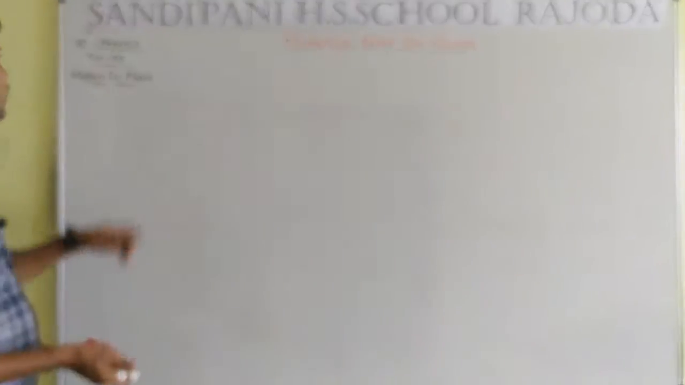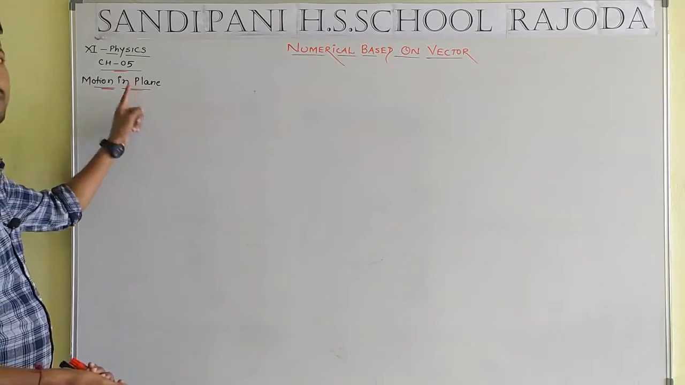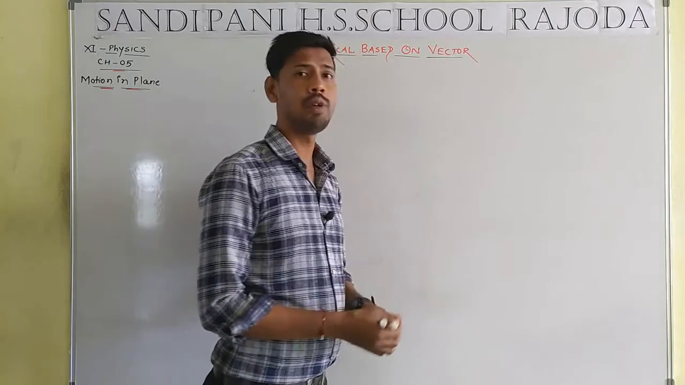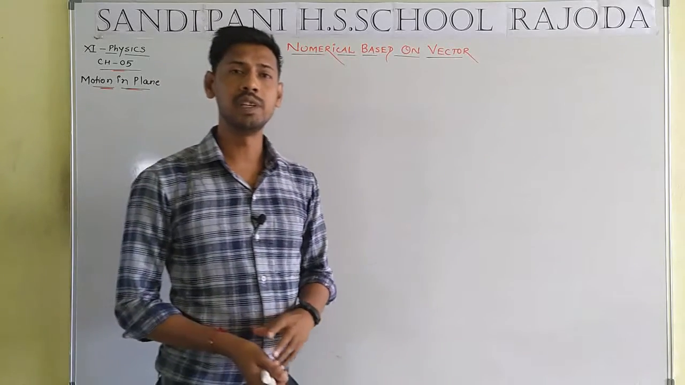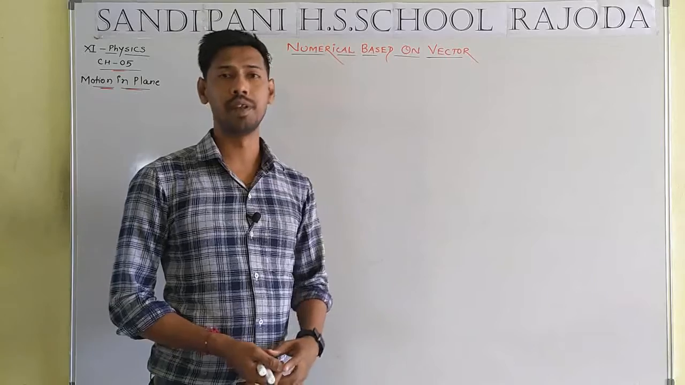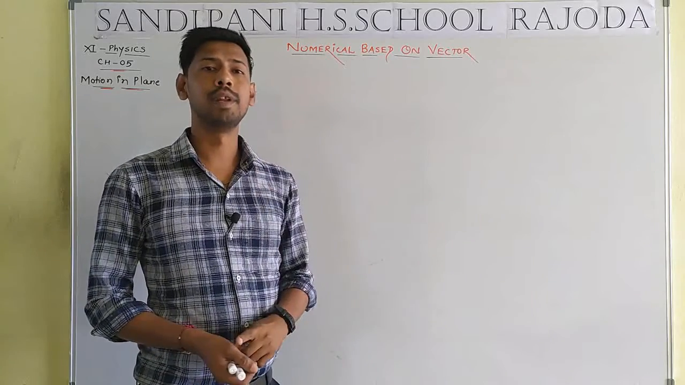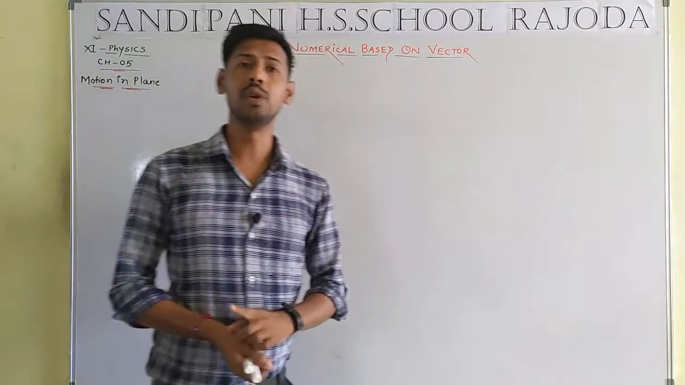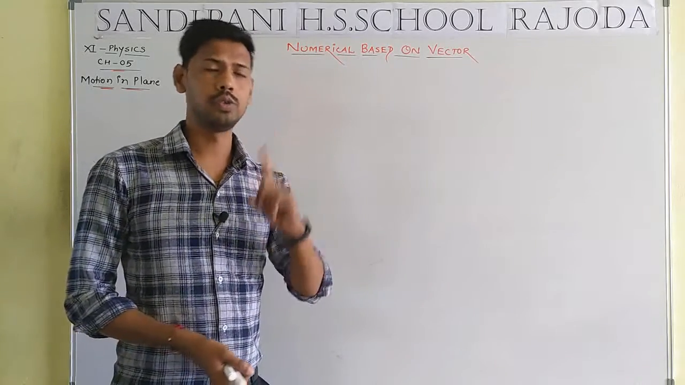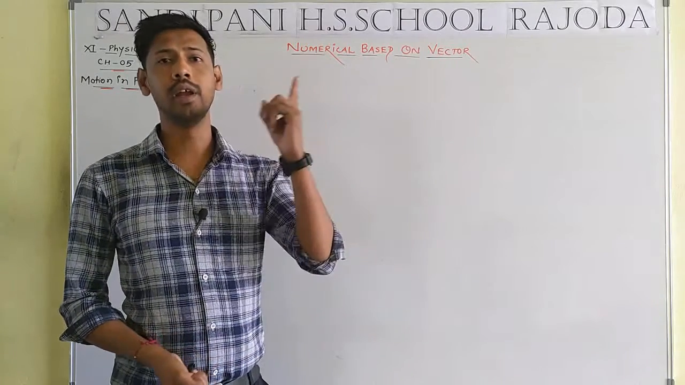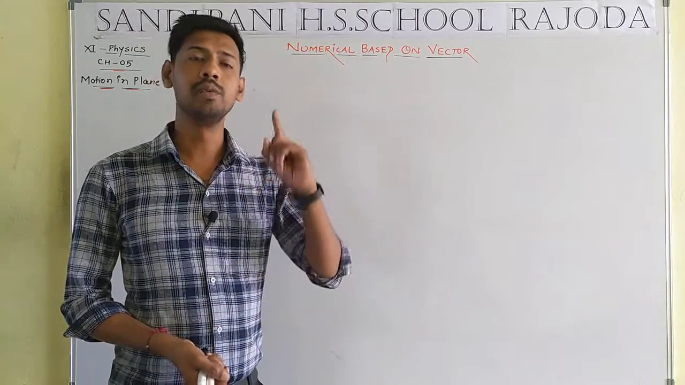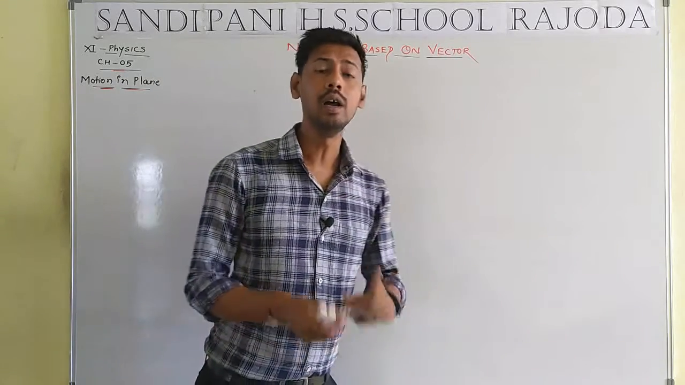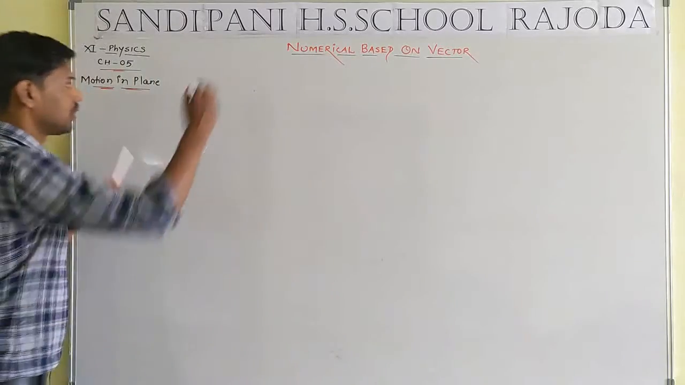Today I am taking one more time chapter number 5, Motion in a Plane, class 11 physics, numerical based on vector. Students, in the case of the vector, in the previous video we studied about addition and subtraction. Then after multiplication, that means dot product and cross product, that means scalar product and cross product. Then after we studied about the modulus, another name is mod. Now students, we take another topic based on the numerical.